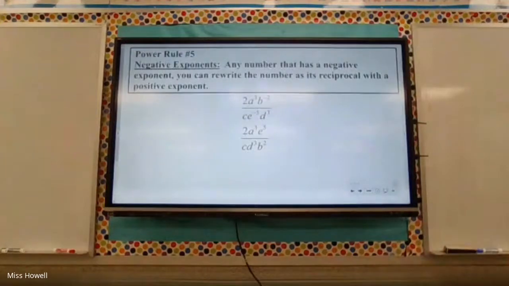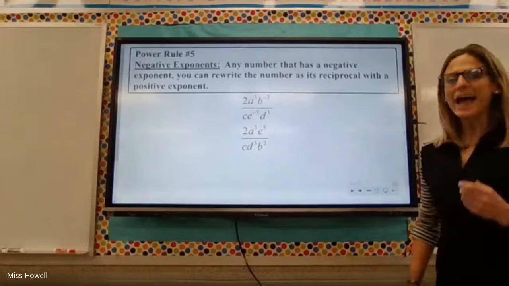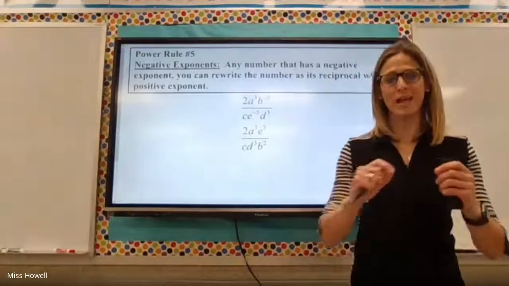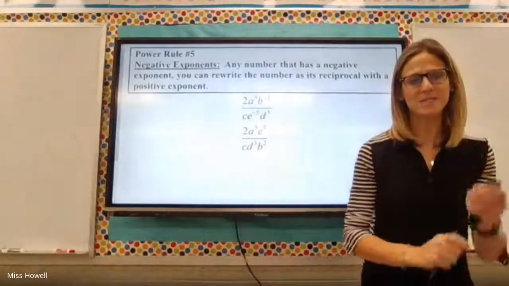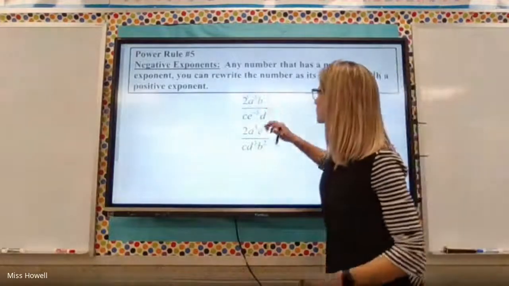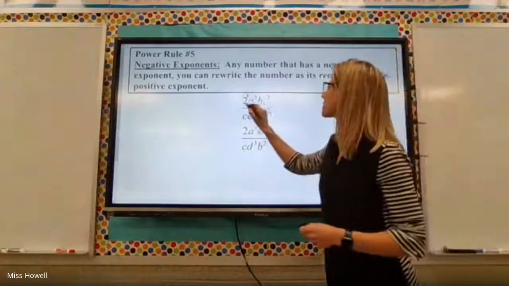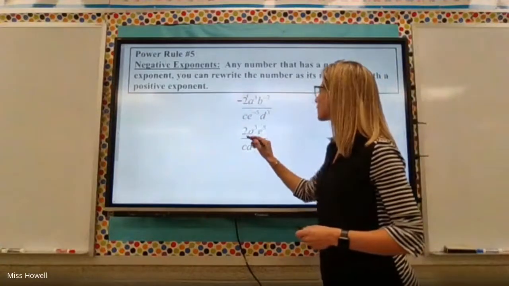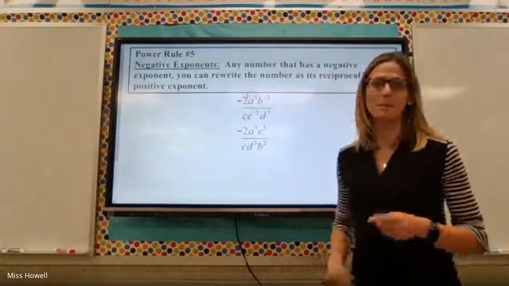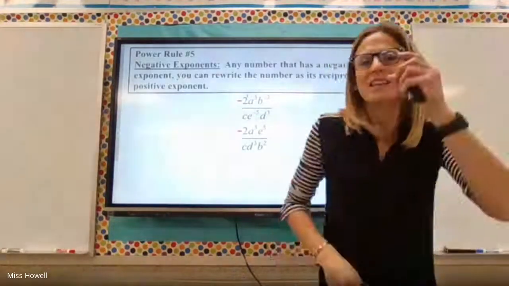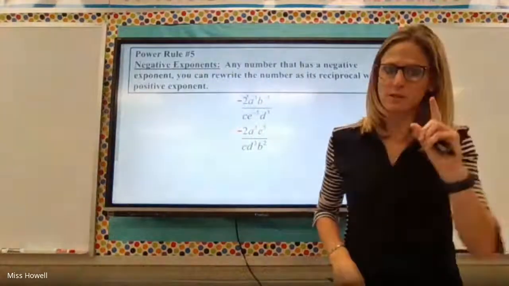Rule number 5, our stay or go rule. If I have negative exponents, they have to go from their current location to the opposite location and become a positive exponent. So 2 to the first stays on the top. Even if this was negative 2 to the first, it would stay on the top. I'm seeing that mistake. The base can be negative. The exponent shouldn't be, so be careful.